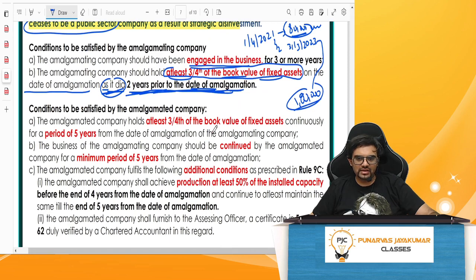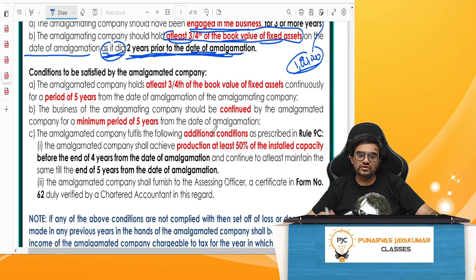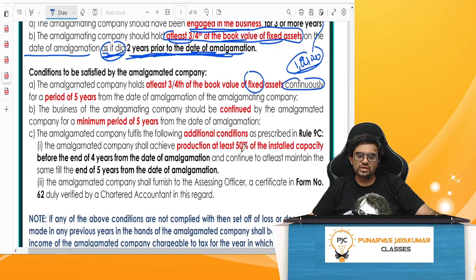Conditions to be satisfied by amalgamated company. Now, the amalgamated company should hold at least 3/4 of the book value of the fixed assets continuously. Earlier only assets were there. Then assets will include stock, etc. Dangerous. That's why they made it fixed assets. Who will keep stock for 5 years? Continuously for a period of 5 years from the date of amalgamation. Business of the amalgamating company should be continued by the amalgamated company for a minimum period of 5 years. Can't change the business.